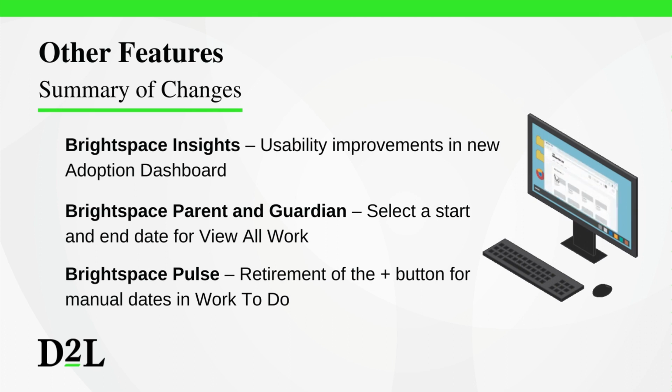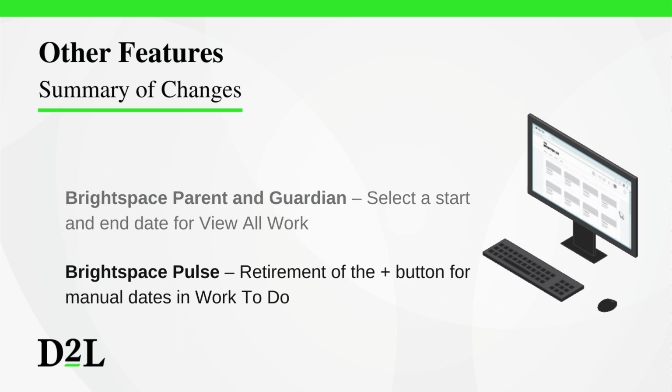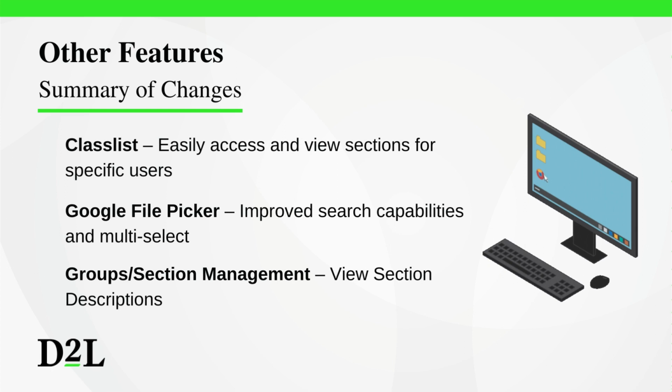Finally, let's take a quick look at the other features for this month's release. Brightspace Insights features usability improvements in the new adoption dashboard. Select a start and end date for View All Work in Brightspace Parent and Guardian. In Brightspace Pulse, the plus button for manual dates in work to do is being retired. Easily access and view sections for specific users in the Class List tool. Improve search capabilities and multi-select with Google File Picker.